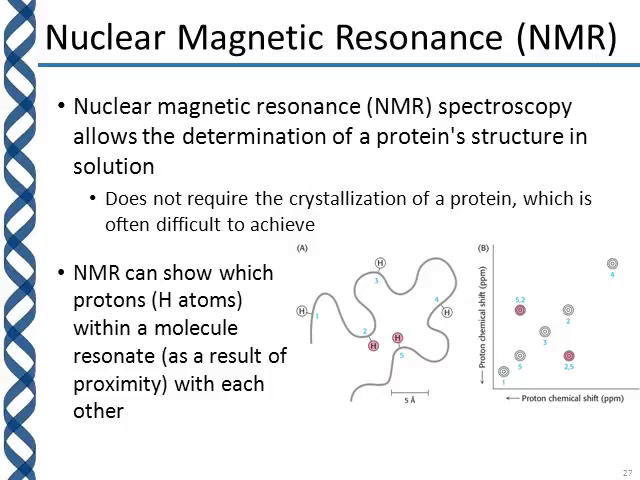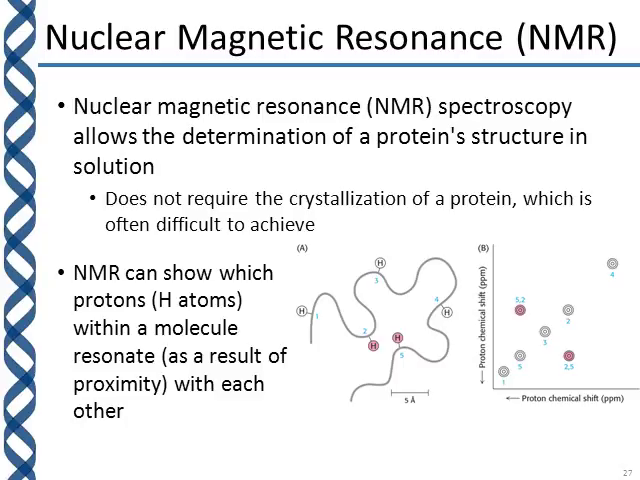Another method is nuclear magnetic resonance, or NMR. Nuclear magnetic resonance spectrometry allows the determination of a protein's structure in solution. It does not require the crystallization of a protein, which is often difficult to achieve. So this is a very important distinction from what we just talked about with X-ray crystallography or neutron beam crystallography, as this can determine the protein structure in a solution.